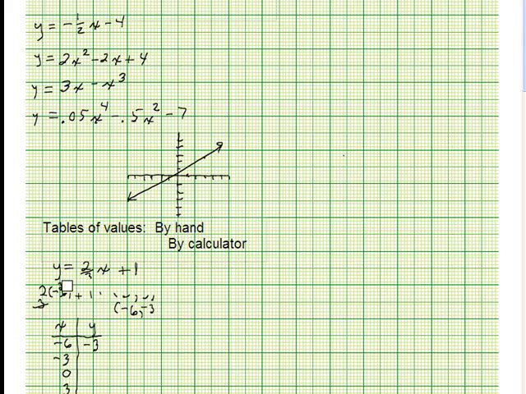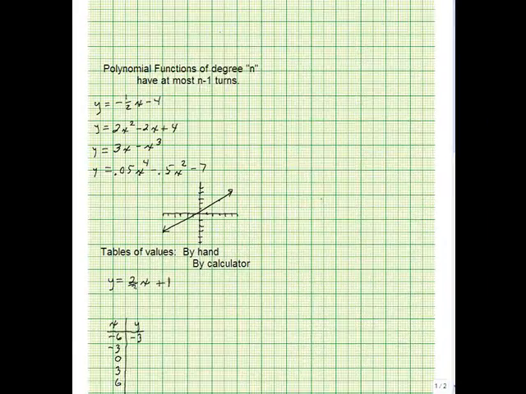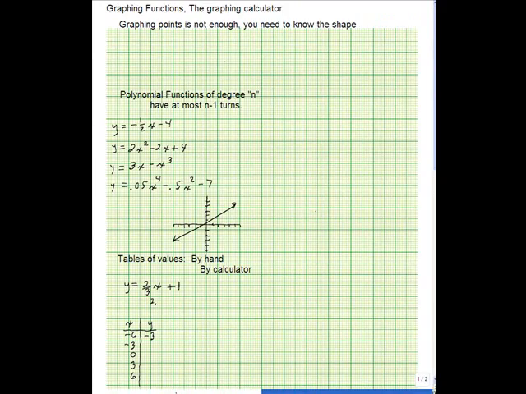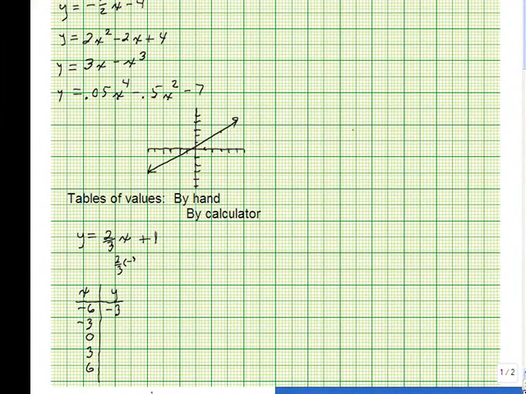So going back to my earlier work here, if I put in x is -3, then I have 2/3 of -3 plus 1. The 3's cancel, so I get -2 plus 1, which is -1. If I put in x equals 0, I get 1. X equals 3, I get 3. X equals 6, I get 5.